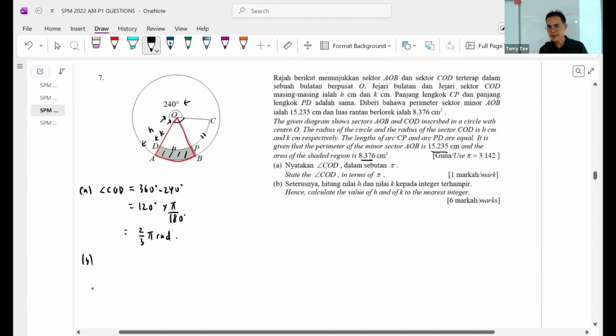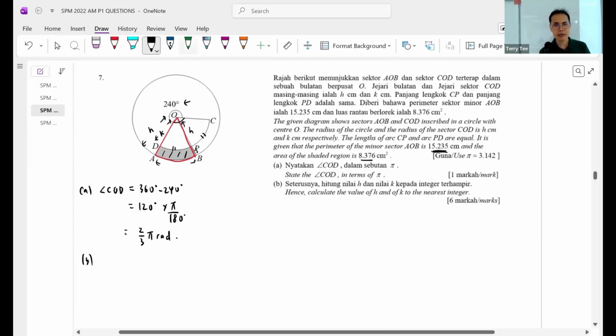Now B, they say hence, calculate the value of H and K to the nearest integer. Okay, actually you can see that we need to form two equations because there are two information and two unknowns we need to solve. The unknowns, they are H and K. So let's start with the perimeter of AOB, right? Perimeter of sector AOB. Perimeter is how many H? Look at the red color one. How many H we have? H on one side, H on another side, 2H plus this arc.